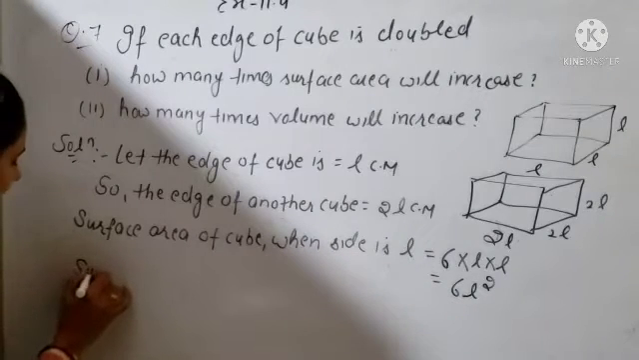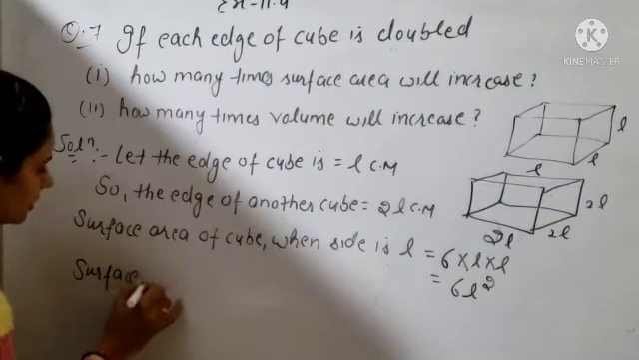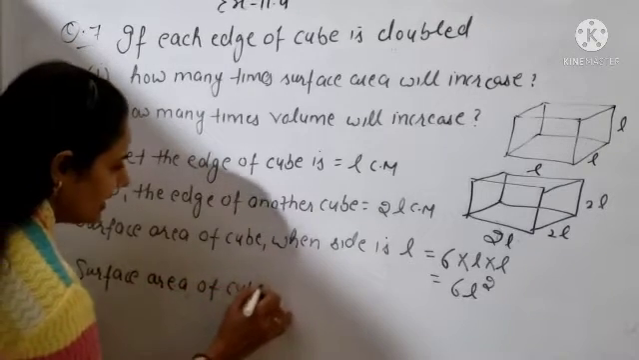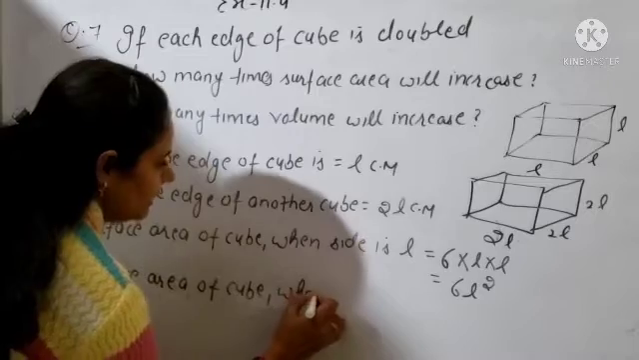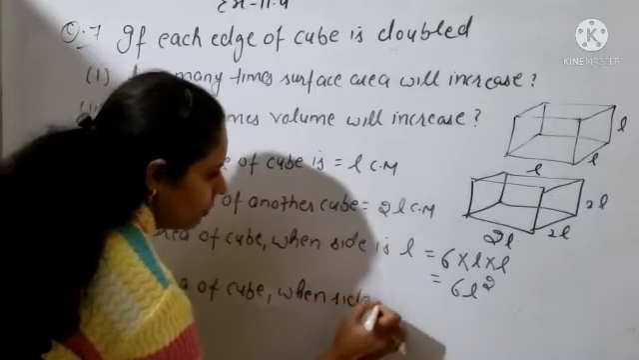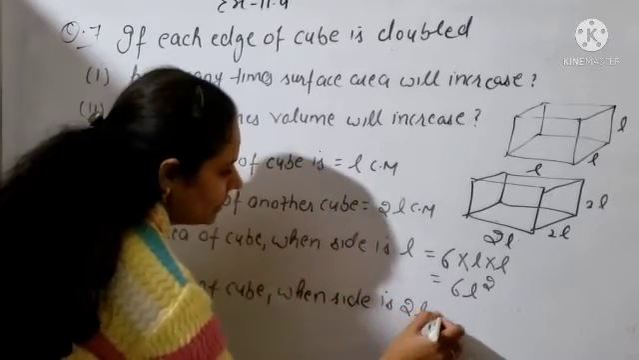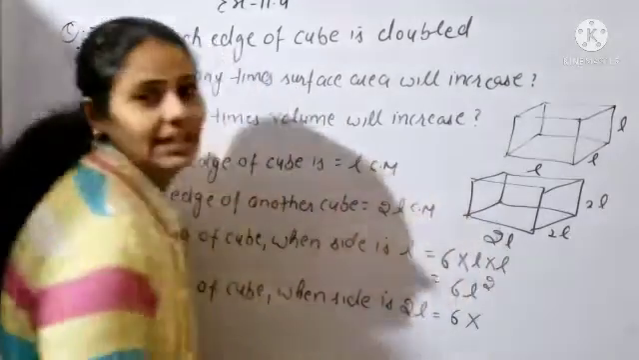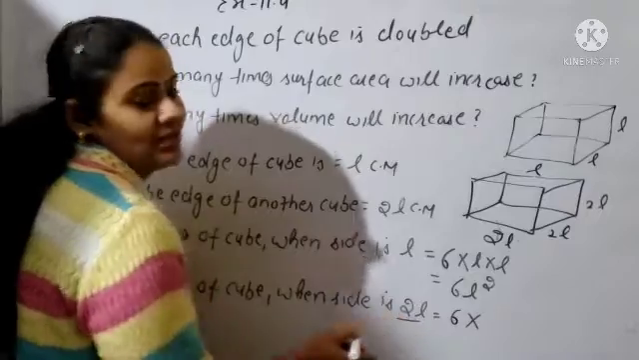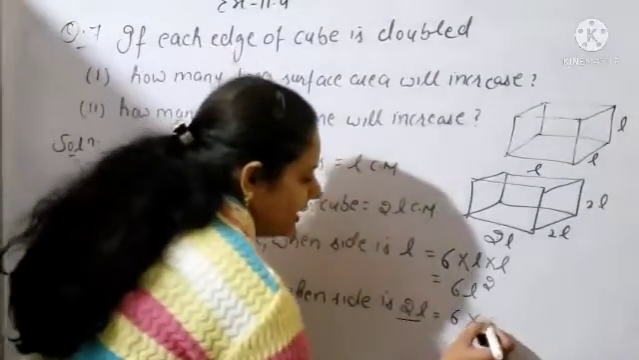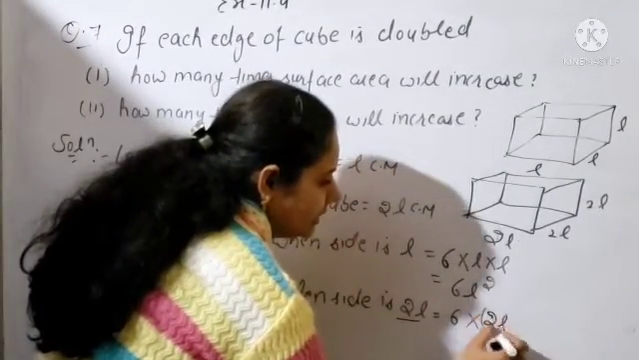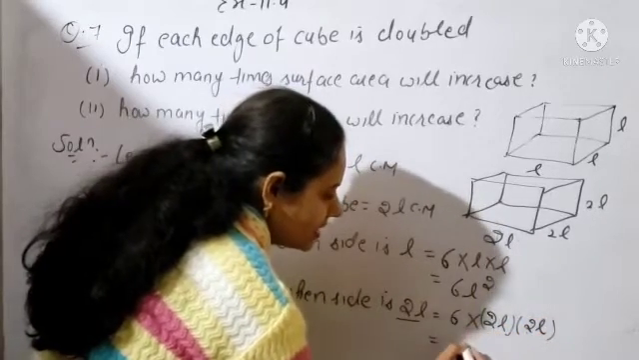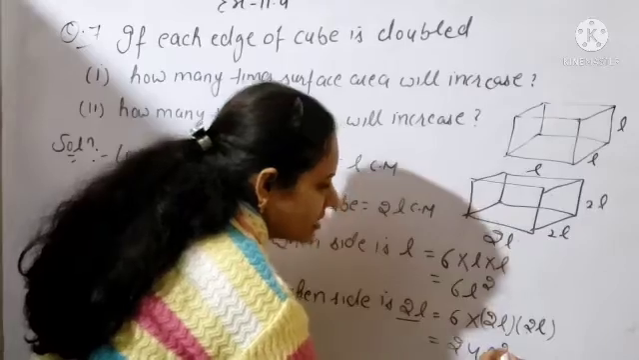Now the surface area of the cube when the side is double, when the side is 2L. Double means it will be twice of that, so it will be 2L. Then the surface area will be the same, 6 into side into side. But what is the side here? Now the side is twice of that, so 2L. So 6 into 2L into 2L. So 2 2s are 4 and 4 6s are 24L square.